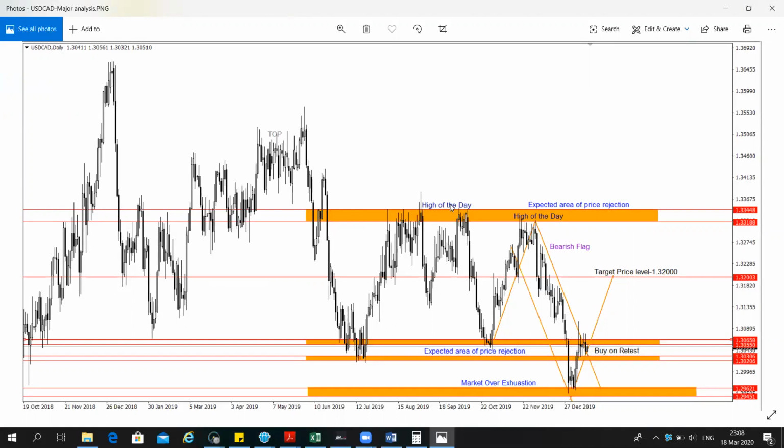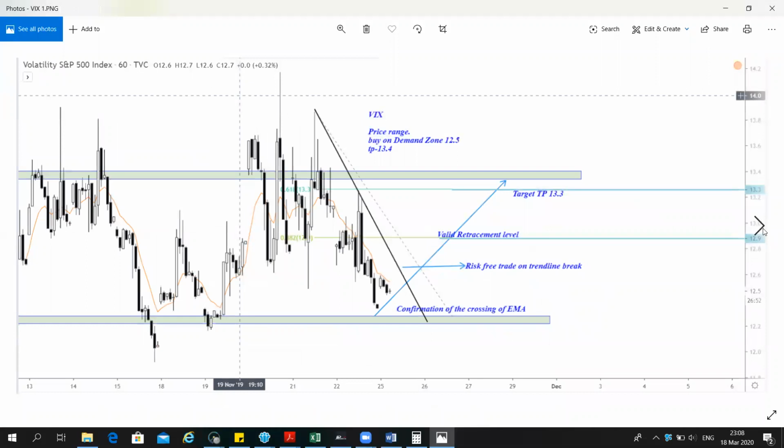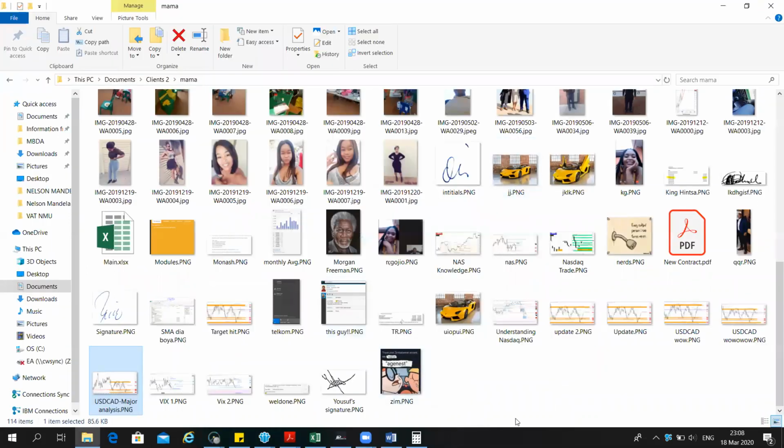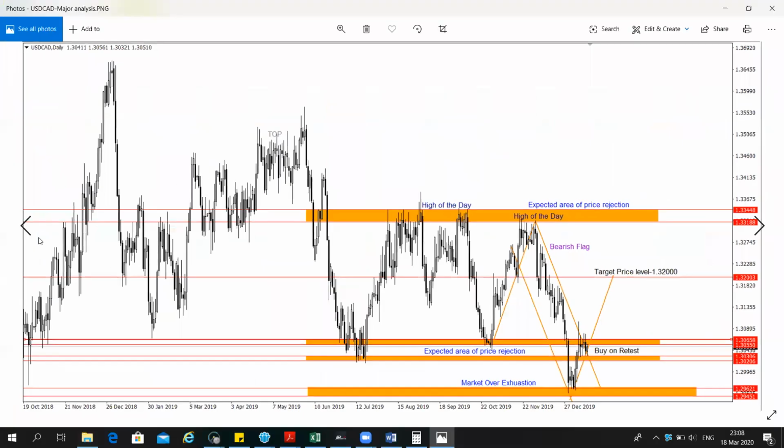As you can see, I also identified the high of the day, areas of price expected to change, and price rejection. Then here I'm saying if the market breaks this price level, it must come down, then I will buy on the retest, right? So I did that. Sorry, I didn't close quite a lot of things. Okay, just going to open it again.